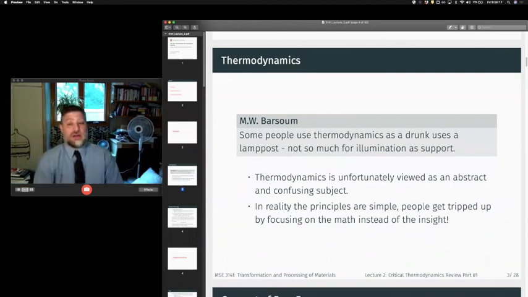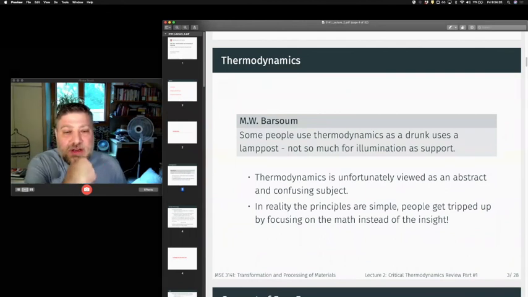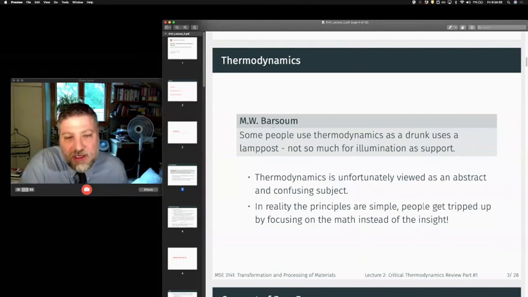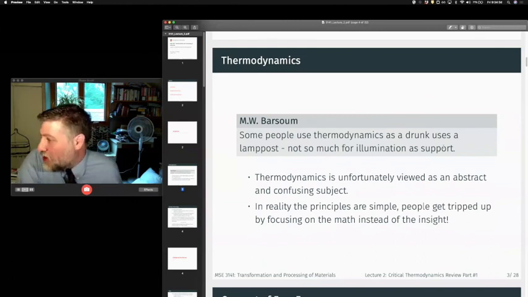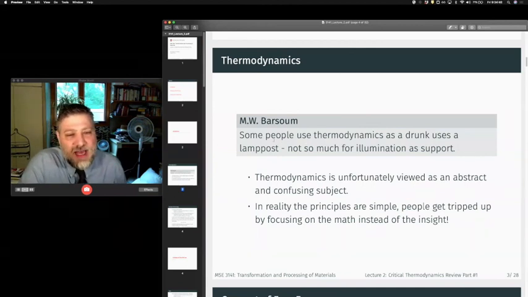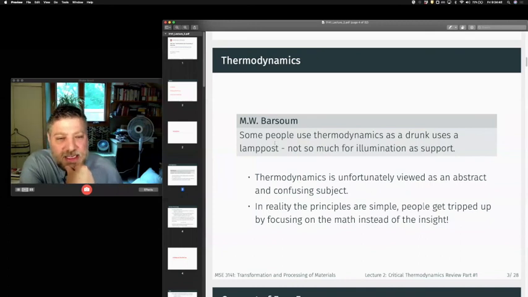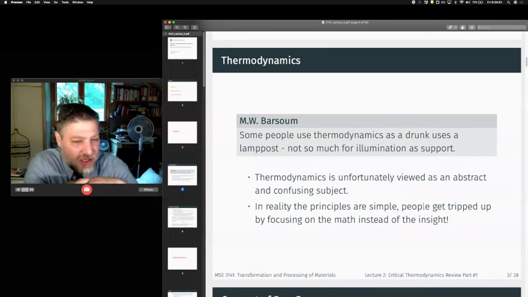Okay, so as a graduate student, I was lucky enough to have a thermo class from Michel Barsoum at Drexel University. He is the guy who wrote that orange textbook on ceramics that I showed last time. And he has a quote that's not originally his. It's from some unknown person, but it will forever be linked to him in my mind. He says, some people use thermodynamics as a drunk uses a lamppost, not so much for illumination as support.